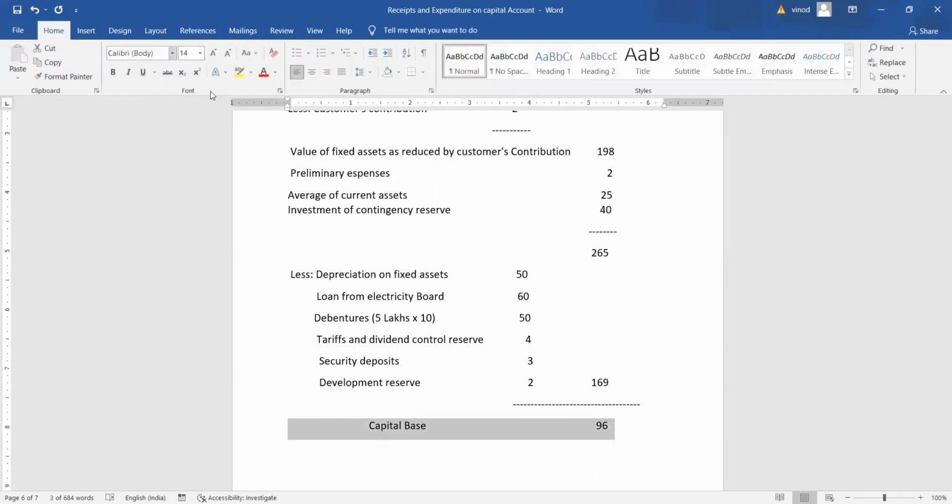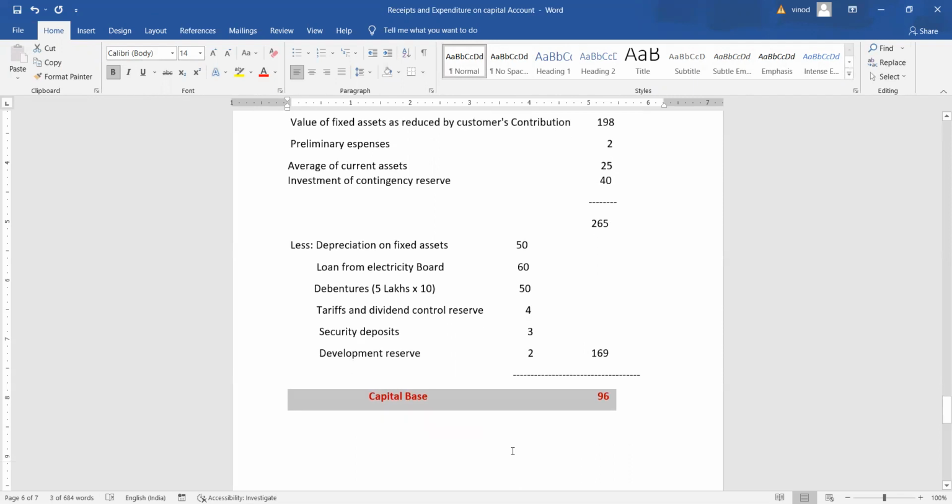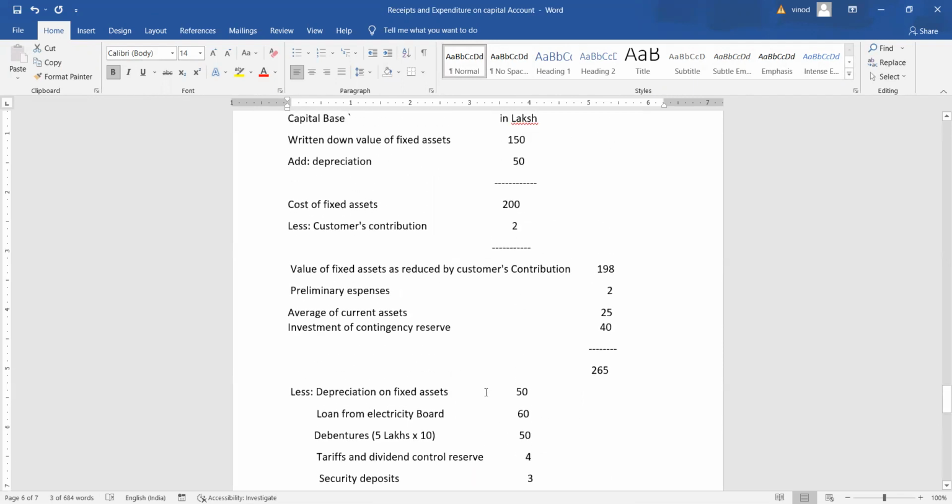This is a simple one. Easily we can calculate. Just remember the formula: what should we add and what should we deduct? That's it. It's a very simple one. You can find out very easily. This is the calculation of capital base.